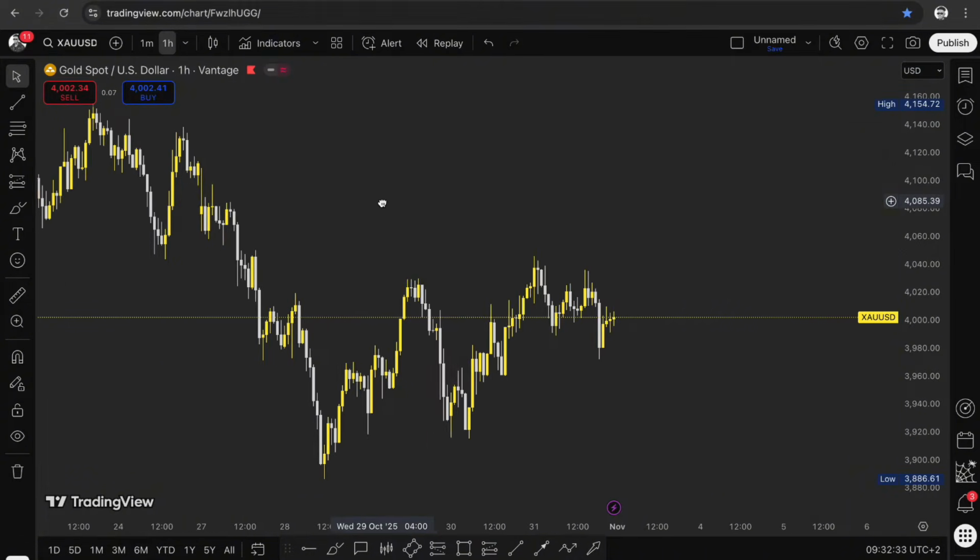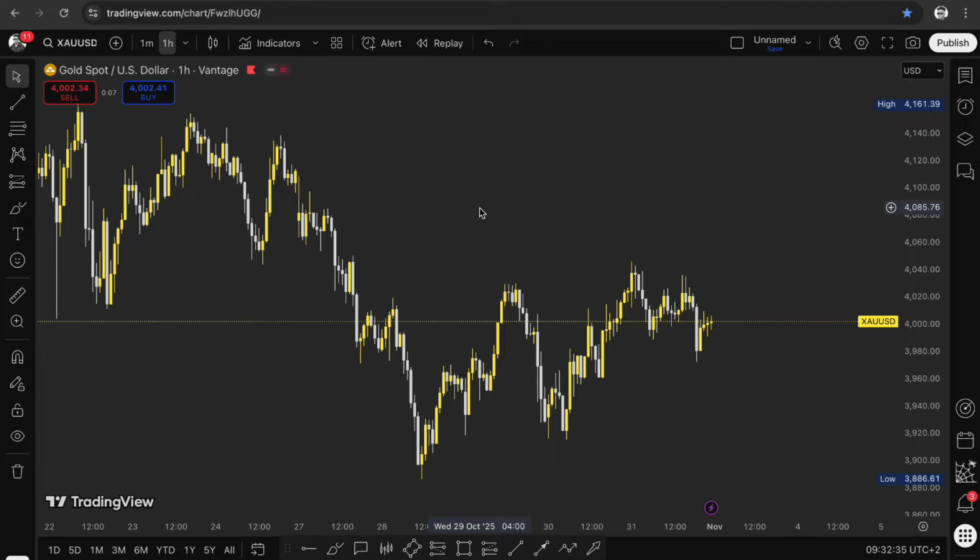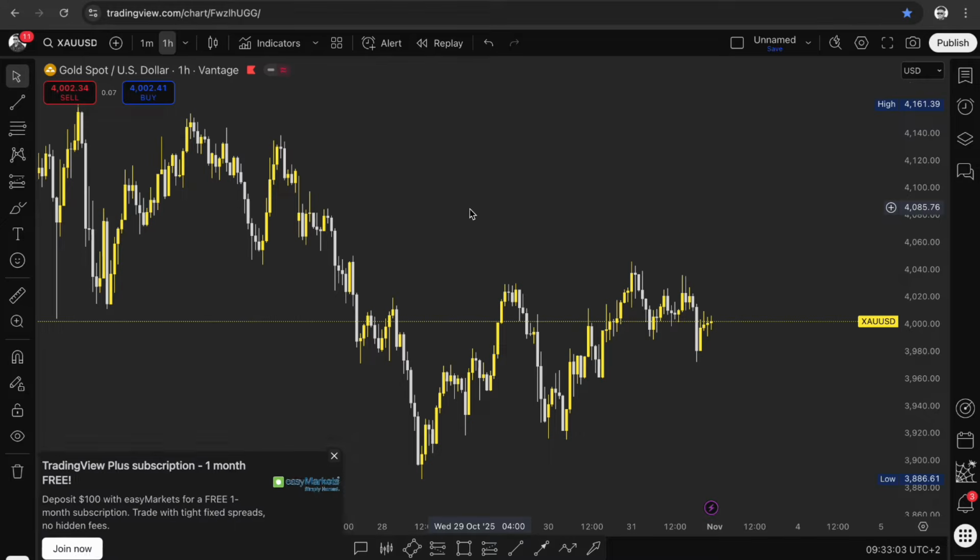Another reason is that, through my years of experience, I realized that you can't just trade all the pairs. You have to stick to one currency pair and understand the movement of that pair. It's going to help you in the long run, because you get to know that pair, its behavior and its movement. That's the main reason why I choose gold.